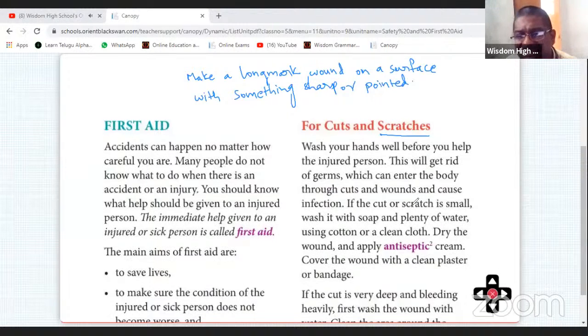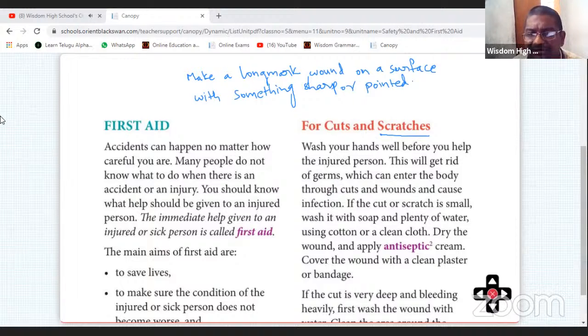Dear children, concentrate here. If the cut or scratch is small, you should wash it with soap and plenty of water. After cleaning that wound, you have to apply antiseptic cream. Next, you should cover the wound with a clean plaster or bandage.